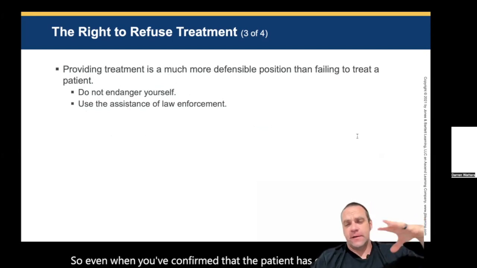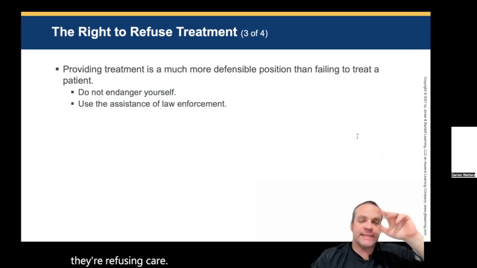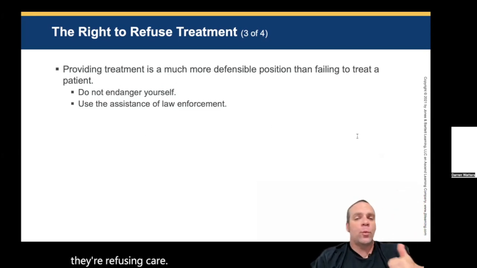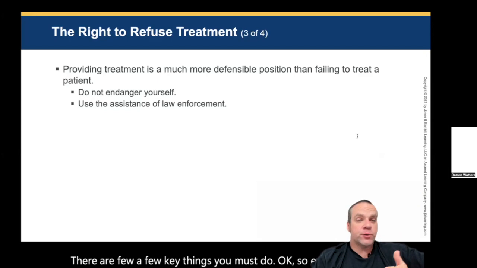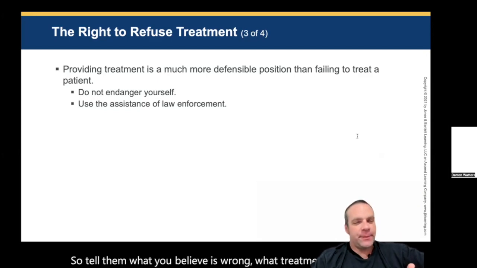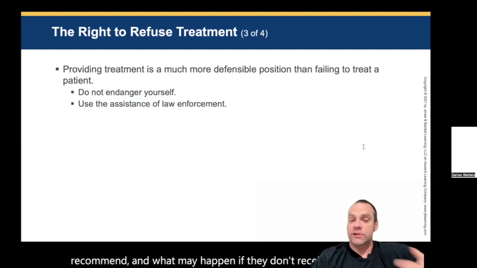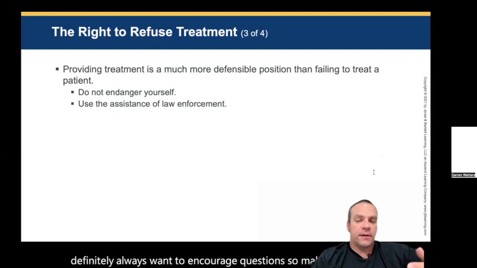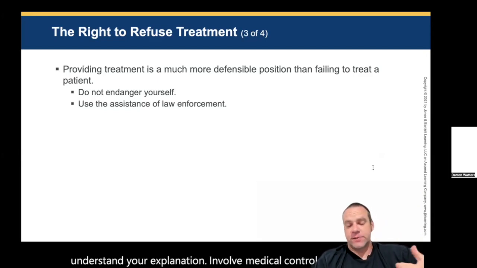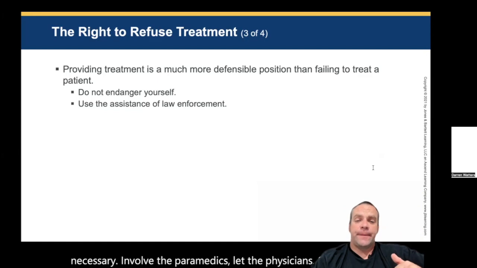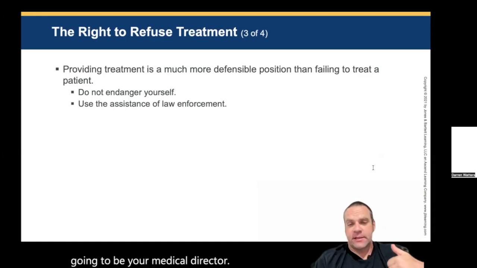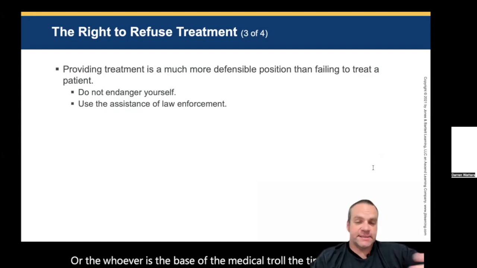So even when you've confirmed that the patient has capacity and they're refusing care, there are a few key things you must do. Explain clearly: tell them what you believe is wrong, what treatment you recommend, and what may happen if they don't receive care. Always encourage questions, so make sure they understand your explanation. Involve medical control when necessary. Let the physician, your medical director or whoever is the base of medical control at the time, speak with the patient directly if it's necessary.